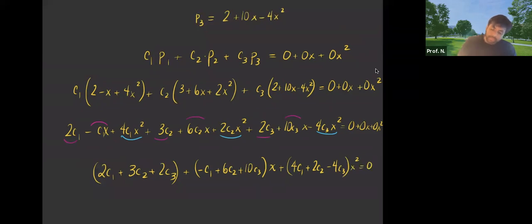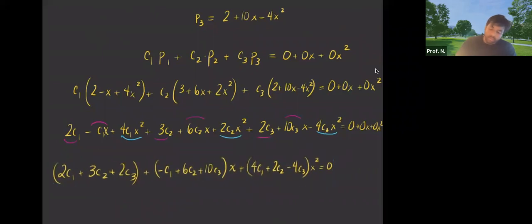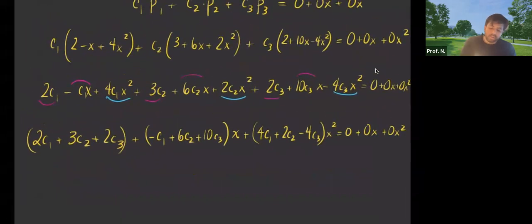Just move this a bit to the left. This is 0 plus 0x plus 0x squared. So I'm saying this polynomial on the left, the way this looks here, has to equal the polynomial on the right. The only way that's possible is if these coefficients together equal 0. So this has to equal 0, this has to equal 0, and this has to equal 0.